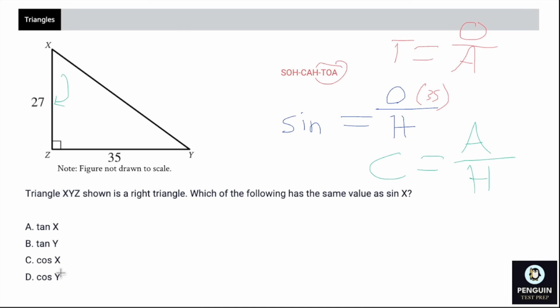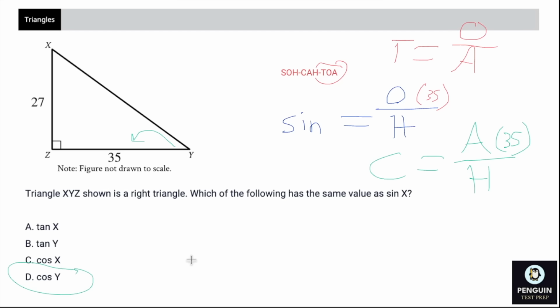And then finally, cosine of y would be adjacent over hypotenuse. But if we look at the value that's right next to y, it's that 35, right? So this is going to be our answer because it's the same thing, 35 divided by the hypotenuse.